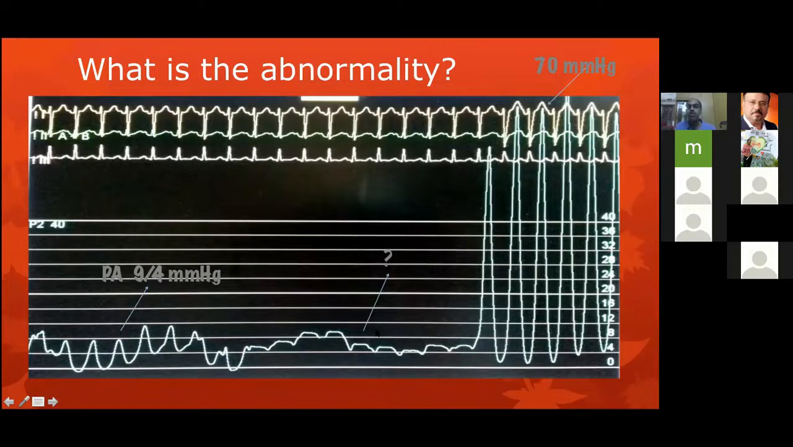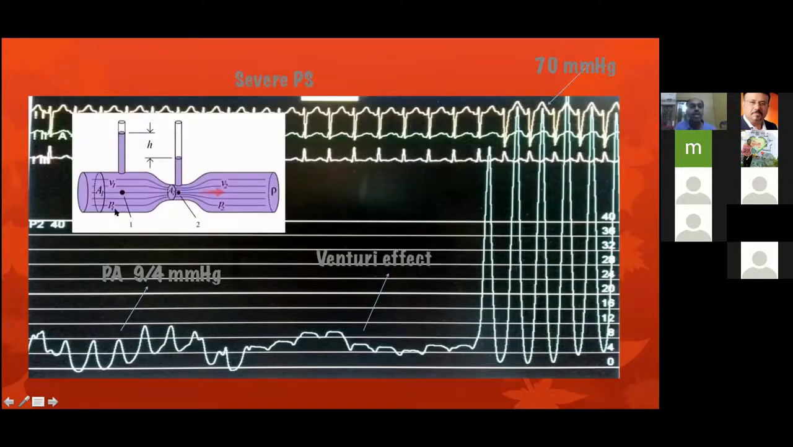What is Venturi effect? Whenever blood flows from one chamber to another narrowed chamber, and during that flow through the narrowed chamber it accelerates, there is a further fall in the pressure. This further additional fall in the pressure is called Venturi effect, and this is assessed by what is called a Venturi meter.